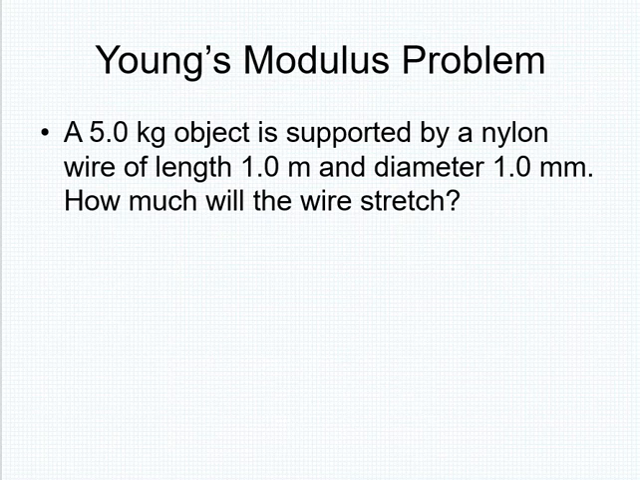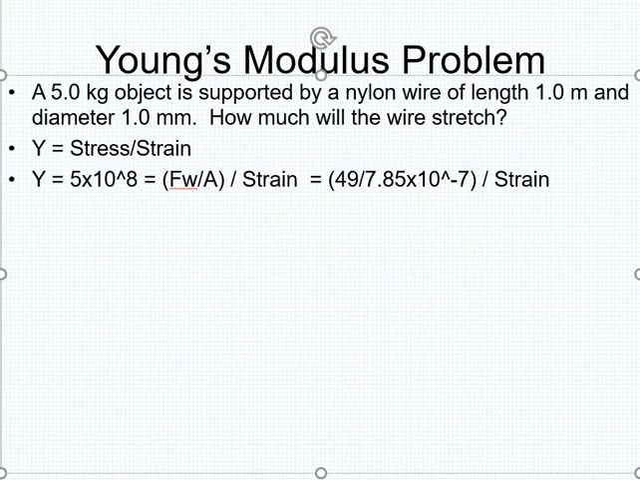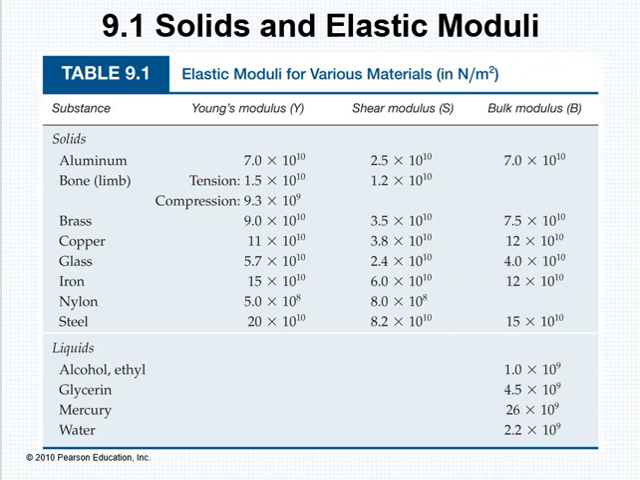So let's look at our problem here over Young's modulus. A 5 kilogram object is supported by a nylon wire of length 1 meter and diameter of 1 millimeter. How much will the wire stretch? Okay, so what I've gone ahead and done here is put in a lot of information to start off with. Remember, Young's modulus is stress over strain, and I looked up Young's modulus for nylon already. Right here, nylon, 5 times 10 to the 8th.